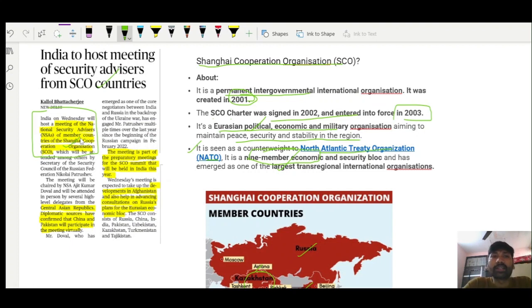For example, they will discuss the Russia-Ukraine war situation and the security situation in Afghanistan also, because the security situation in Afghanistan is very volatile and poses a threat to the entire region, especially after the taking over of Afghanistan by Taliban after overthrowing the democratically elected government. Even Taliban may host organizations like Lashkar-e-Toiba, Jaish-e-Mohammed, ISIS, Khorasan province.